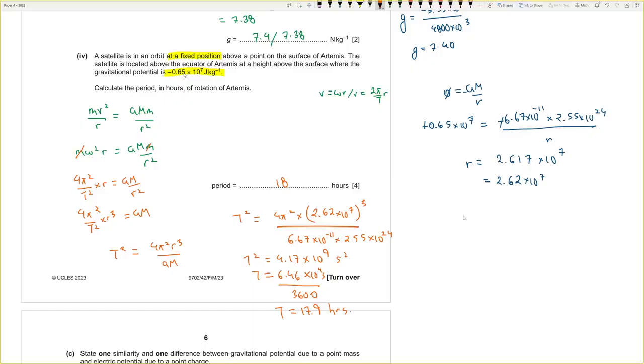In the mark scheme, they actually wrote 19 hours because they said it was supposed to be 18.6. However, I stated that the value of R might be wrong. So according to my value of R, it's actually 18 hours, not 19. Okay, so more on this later if anything does come out.